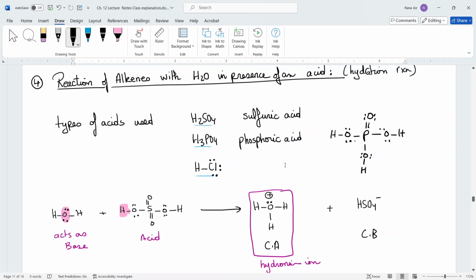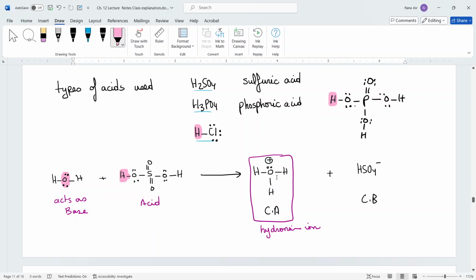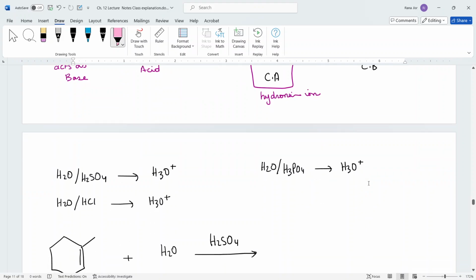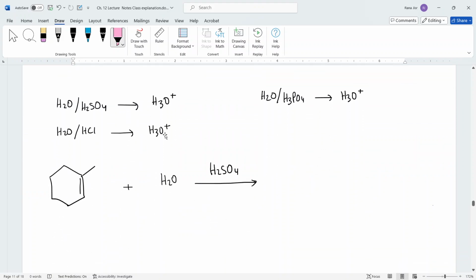So whenever water reacts with any of these acids, the water is going to take the hydrogen from each one of those. If you're working with H3PO4, it's this hydrogen that the water is going to take. If you're reacting water with HCl, it's this hydrogen that you are going to take to create the H3O+, which is the hydronium ion, plus the conjugate base. This is the first step of the reaction. So the hydronium ion is always formed when water reacts with any type of acid.